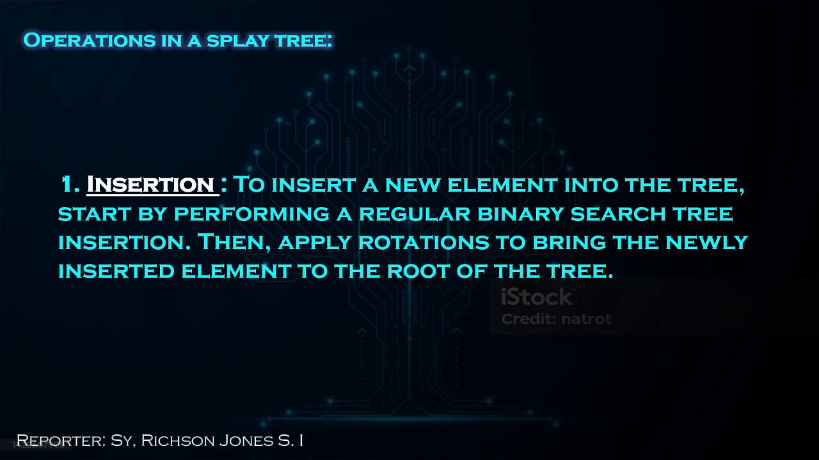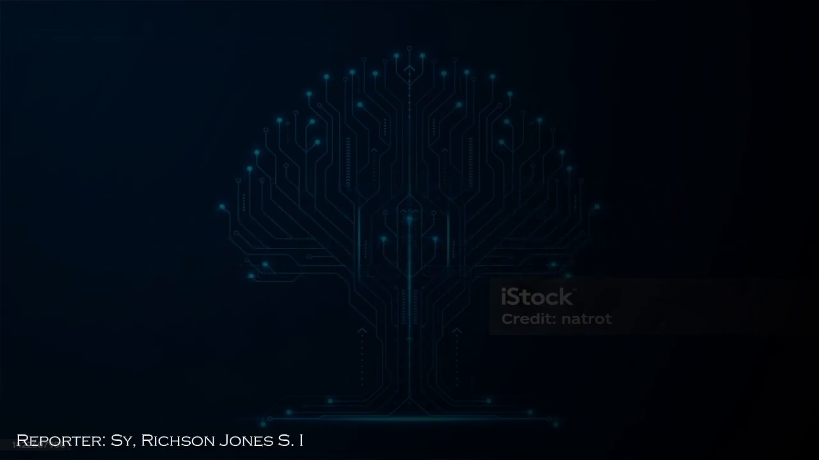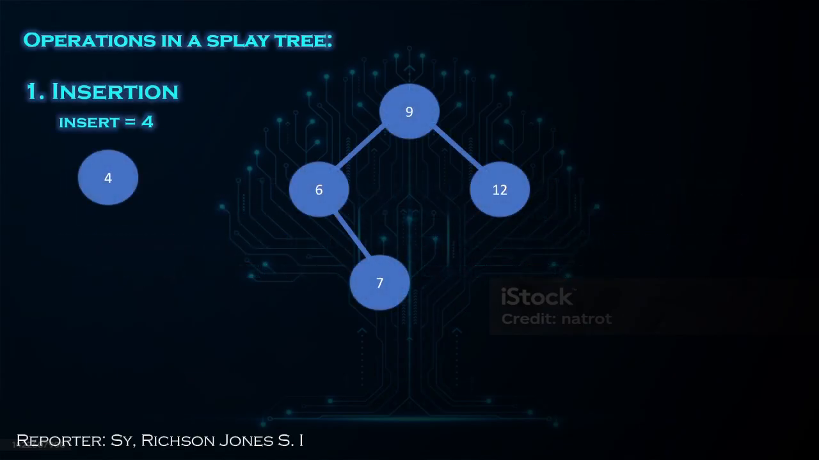Operations in splay tree. Insertion. To insert a new element into the tree, start by performing a regular binary search tree insertion. Then apply rotations to bring the newly inserted element to the root of the tree. Here's an example of insertion. So let's say we want to insert node 4. So we put 4 right there.